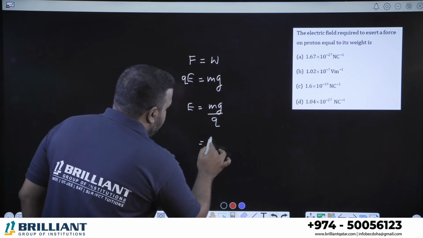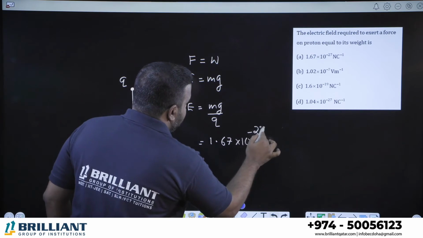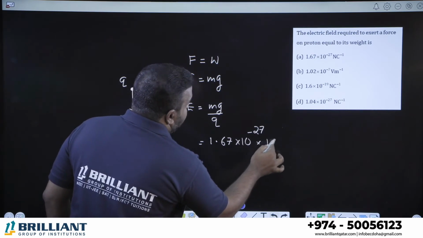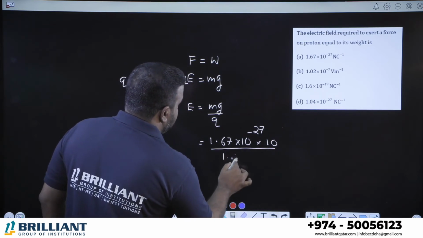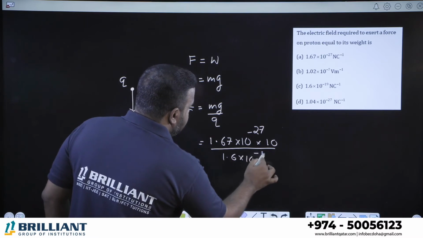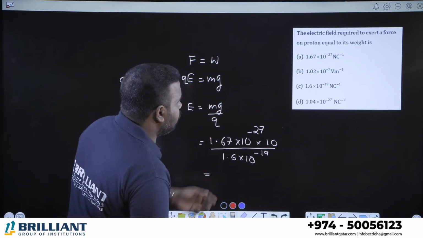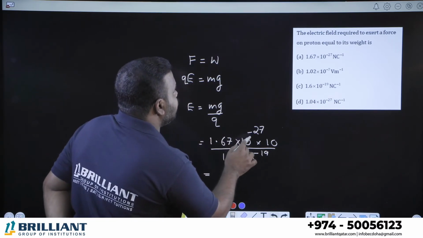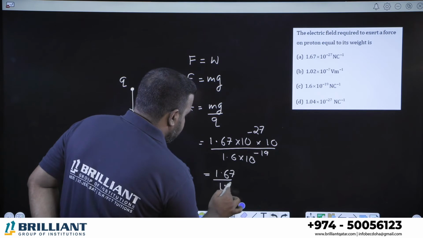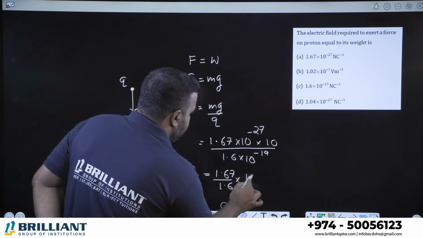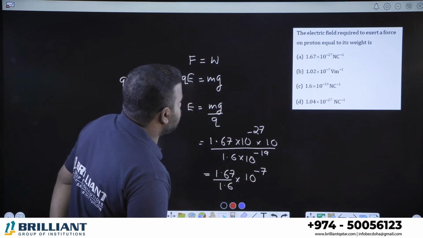What is the mass of the proton? The mass of the proton is 1.67 into 10 to the power minus 27 kilogram, into the g value, which we can approximately take as 10, divided by Q, the charge of the proton, which is 1.6 into 10 to the power minus 19 coulomb. So 1.67 by 1.6 is almost equal to 1, and the power will be minus 27 plus 1 minus minus 19, so 10 to the power minus 7 will be there. So 1.67 by 1.6 will be almost equal to 1.